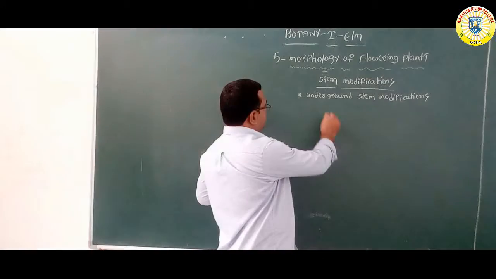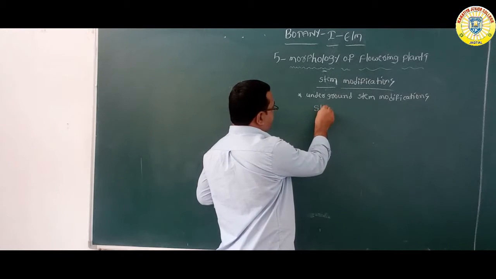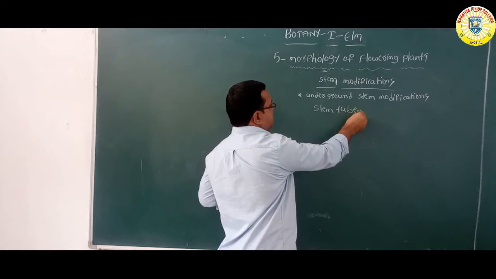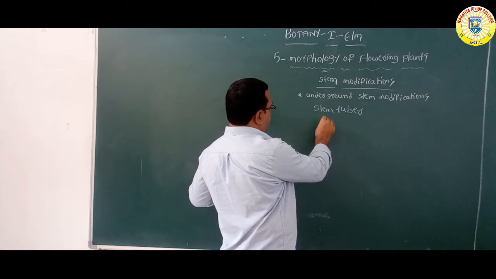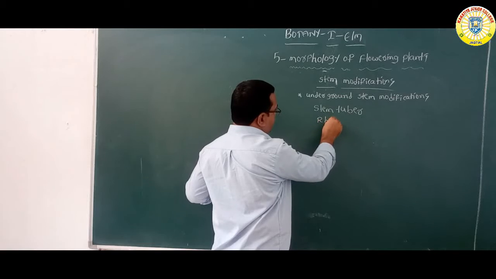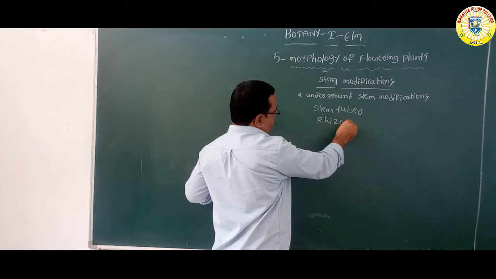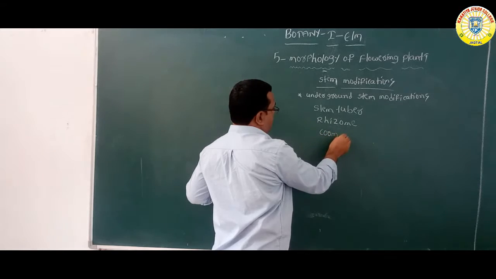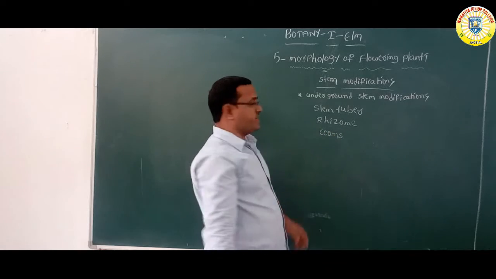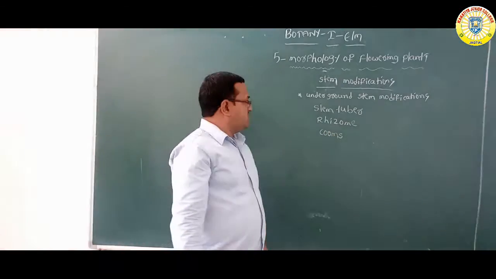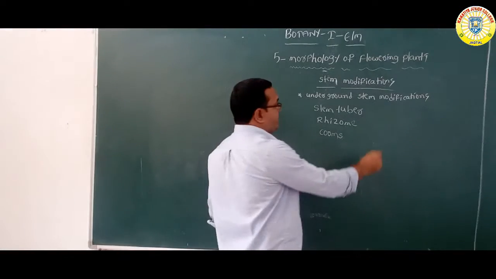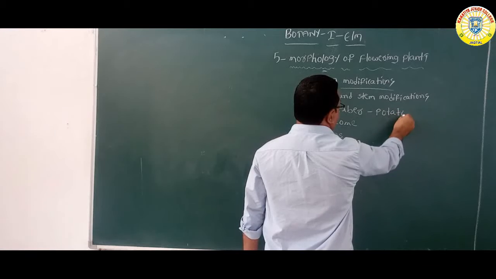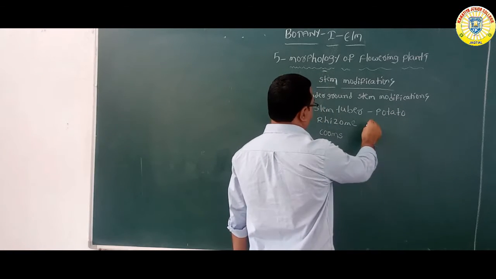Especially stem tubers, and rhizome, and corms. These are some of the underground stem modifications. Stem tuber, best example, potato.